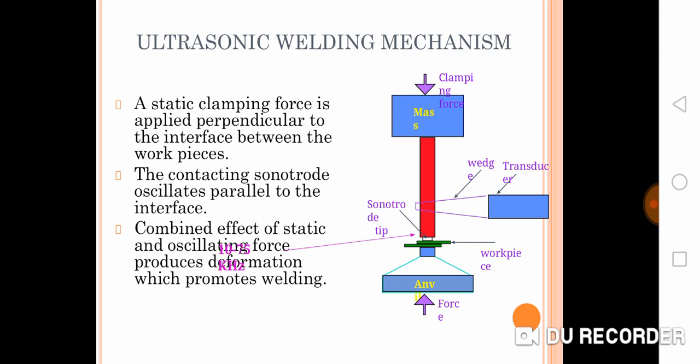At the interface, the area where the joint has to be formed, the sonotrode tip will vibrate in the ultrasonic range. As a result of this vibration, there will be friction between the workpieces and a moderate amount of heat will be produced. Due to this, deformation takes place at the interface, and due to this deformation the bond is formed, finally leading to the formation of the joint. That is the mechanism of joint formation. Again, keep these names in mind: the transducer, the sonotrode, the anvil, and the function of the sonotrode.